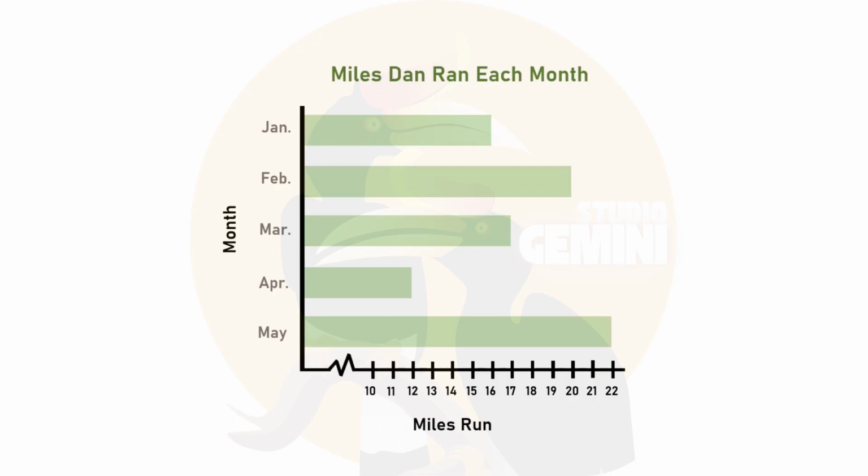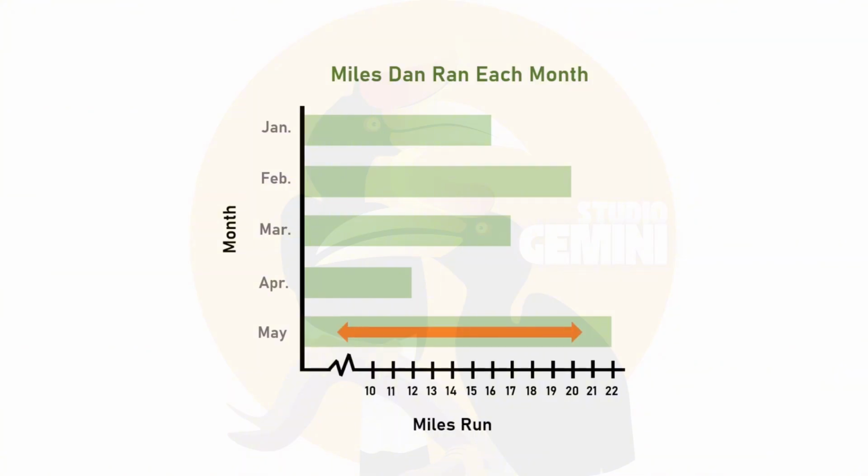A horizontal bar graph is just like the vertical bar graph we looked at in our first example, but turned on its side. Now our categories are listed on the vertical axis, and our line of measurement is on the horizontal axis. Also, our bars will extend horizontally from left to right.